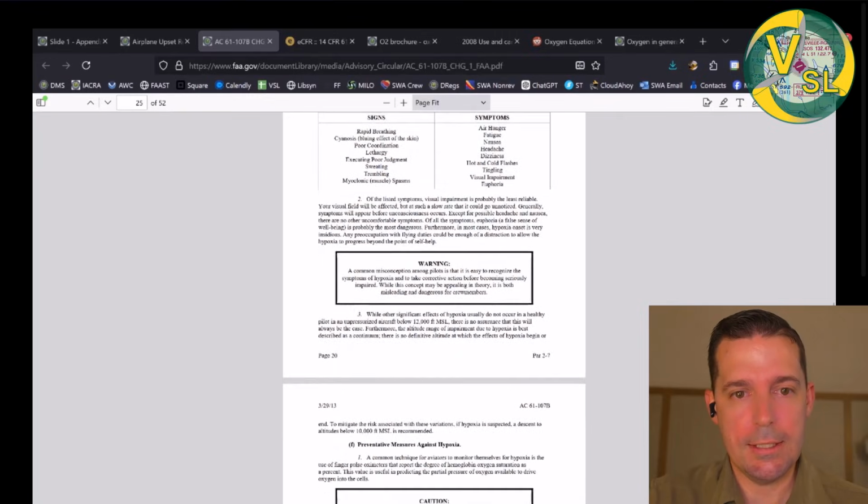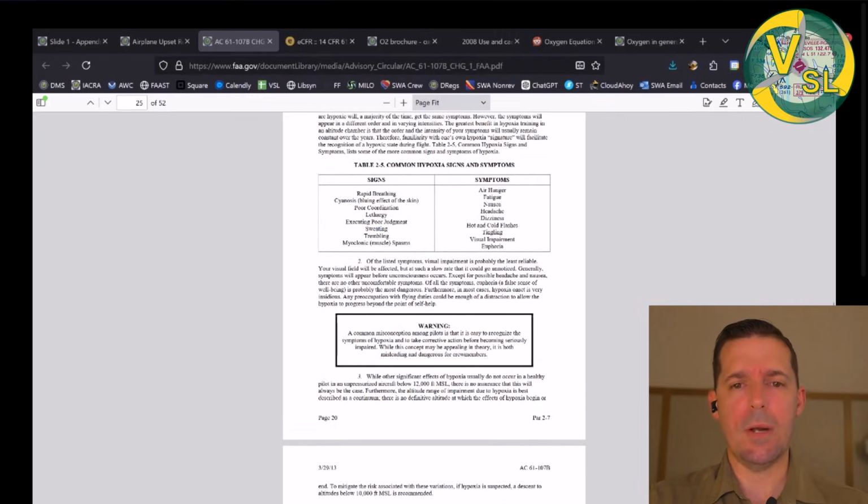The hypoxia signs and symptoms. So the signs: rapid breathing, cyanosis. I know I'm saying that wrong. I should have practiced it. But basically the bluing effect. You see the lips start to turn blue or purple a little bit. That's an indication of that. Poor coordination, lethargy, executing poor judgment. That's mine.